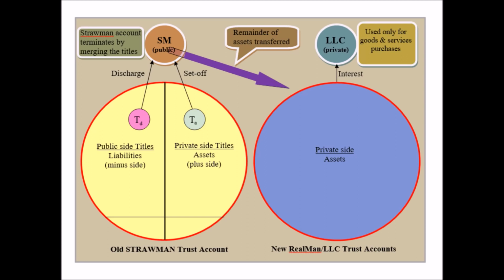So if I fell into the trap and used those titles to the debt as money, I never did collapse the trust. I never did terminate the trust. The trust still exists. But if I move both the titles to the debt into the strawman and the titles to the assets, the strawman accounts terminate. The trust purpose has been fulfilled. There is no trust.